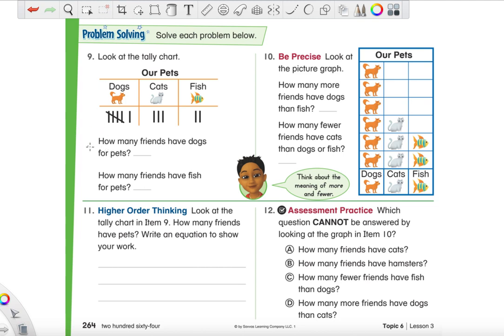So for number 9, there's 2 parts. I'm going to read one part at a time, and after I read it, make sure you pause the video so you can answer the question and take your time with it. So let's start with this first part up here. It says, how many friends have dogs for pets? So you're going to look at this picture graph, find dogs, and then count how many friends have dogs for pets, and write that down on the line. Write down that number.